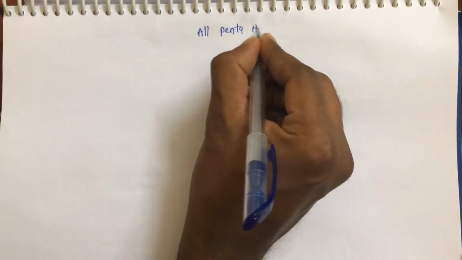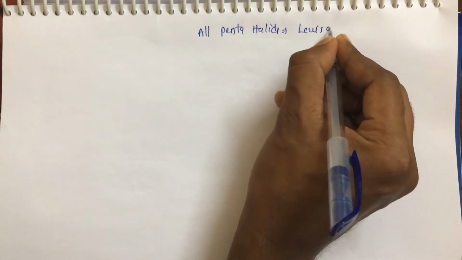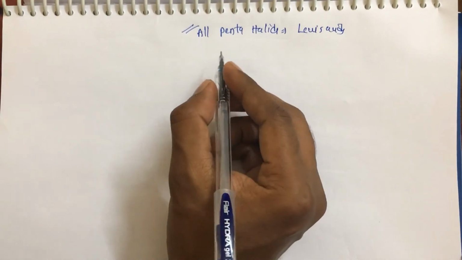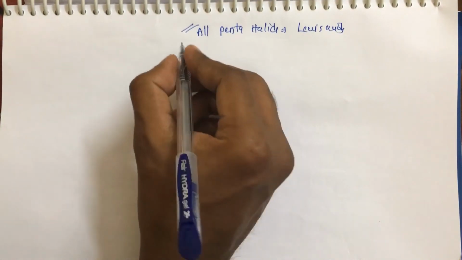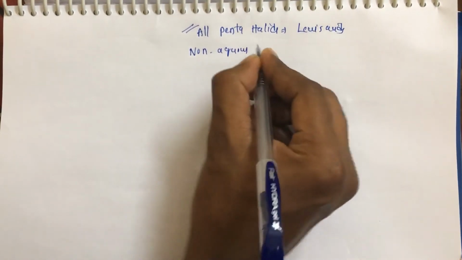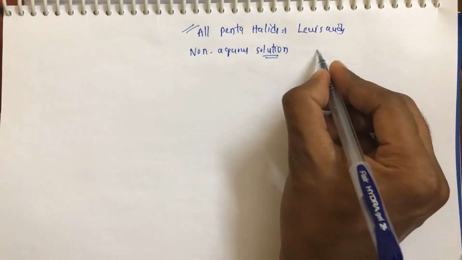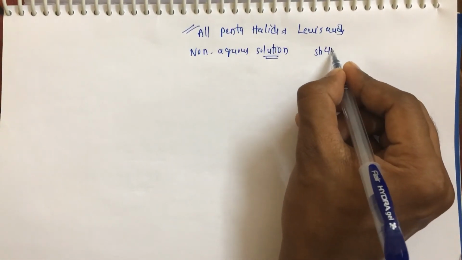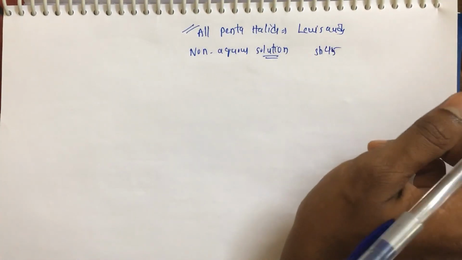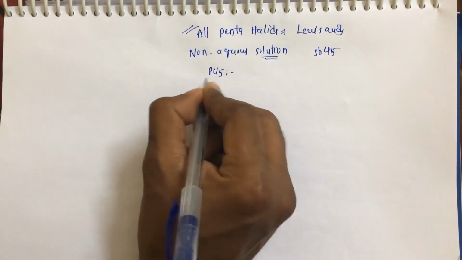Almost all pentahalides of this group are Lewis acids. I have made a video on non-aqueous solvents, please watch that video. There I have explained SbF5, SbCl5 and those things, so I'm not going into the details here. Now we're going to talk about the PCl5 reactions. This is very, very important.